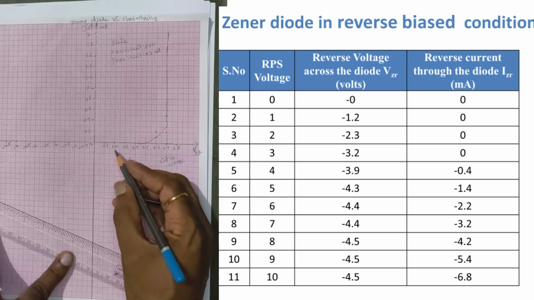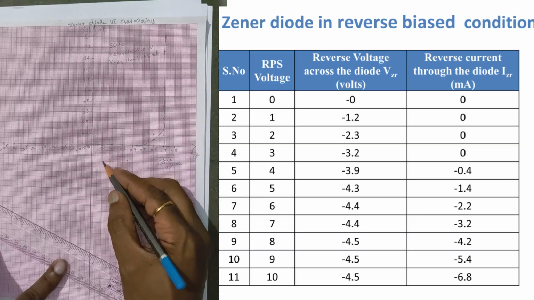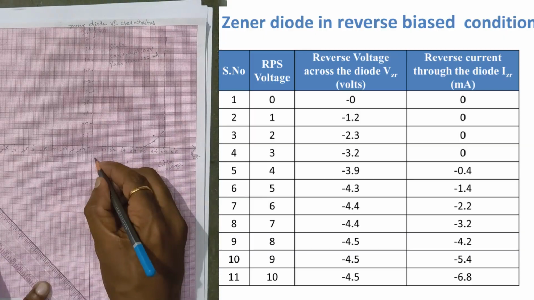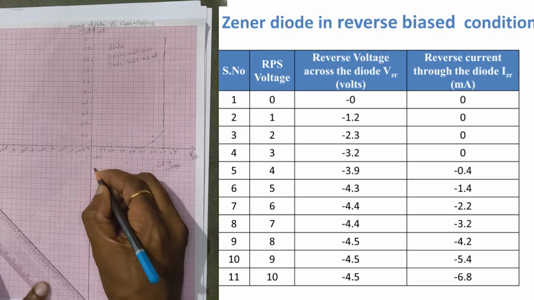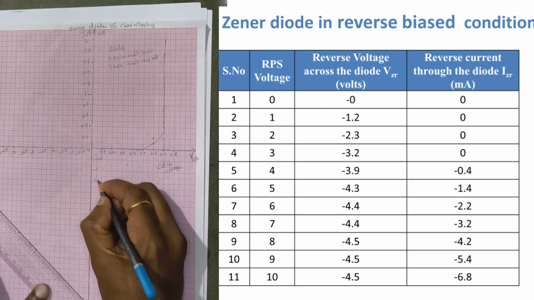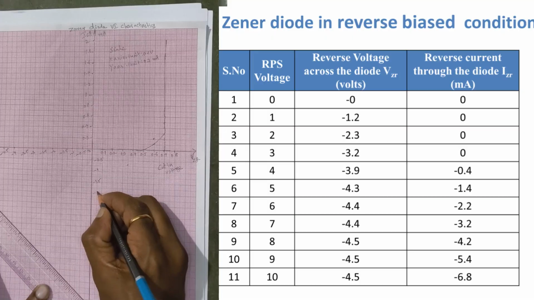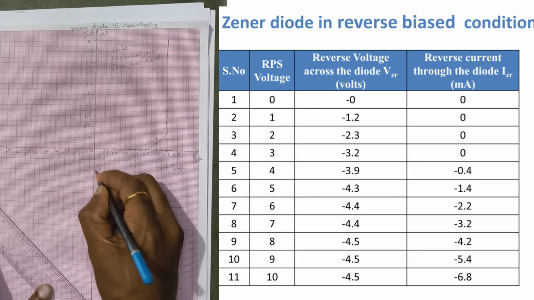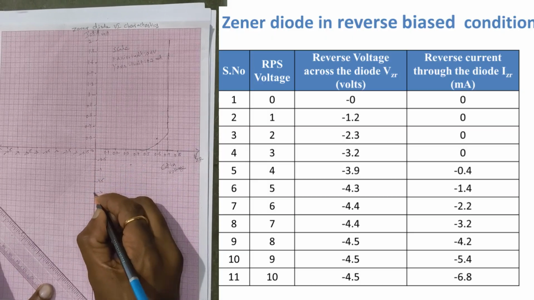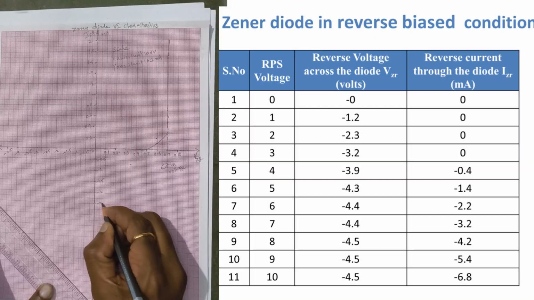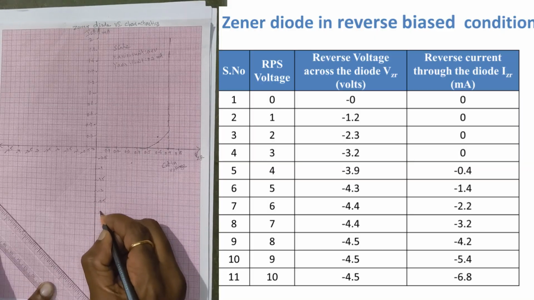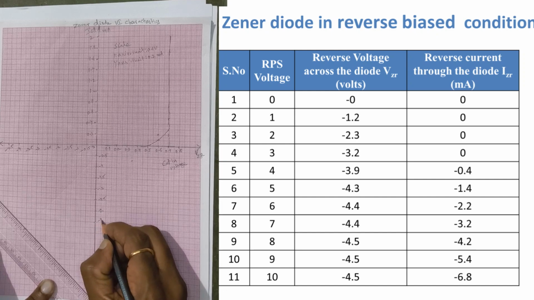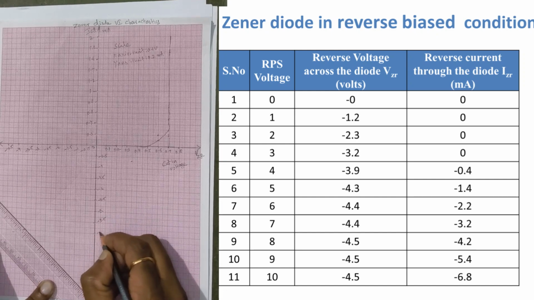Corresponding to this, the maximum value of current is minus 6.8. So you can take minus 0.5, minus 1, minus 1.5, minus 2, corresponding to each block, minus 2.5, minus 3, minus 3.5, minus 4.